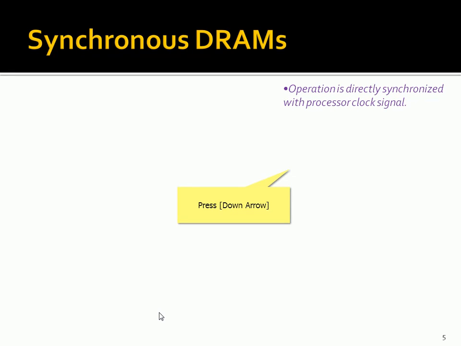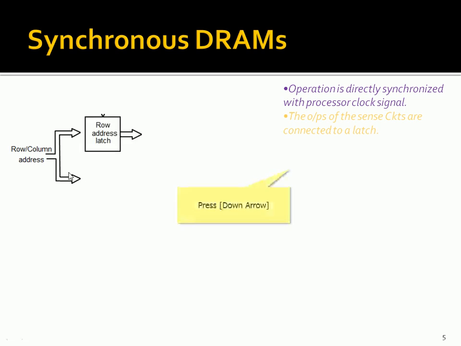These memory operations try to synchronize, to match that speed with the processor speed, that is, a clock signal. So the outputs of these sense circuits are connected to a latch. The output will be connected to a latch. The address will be split into a row address and a column address, right?